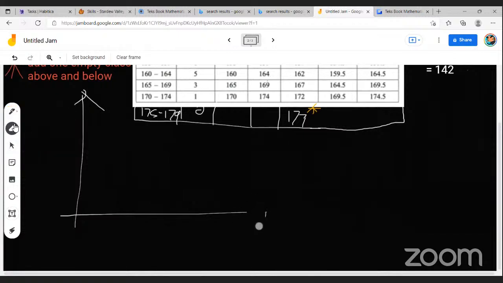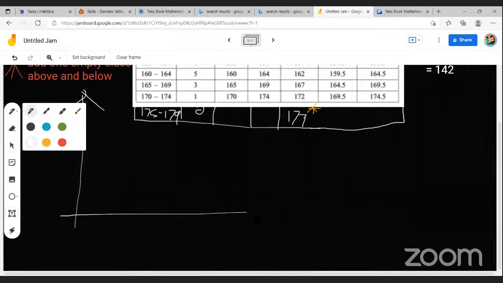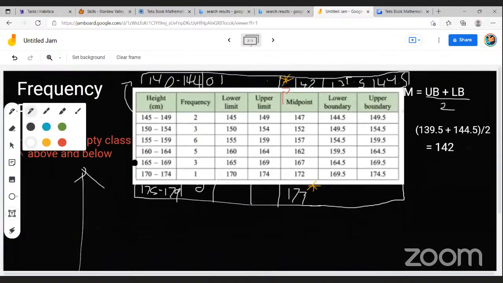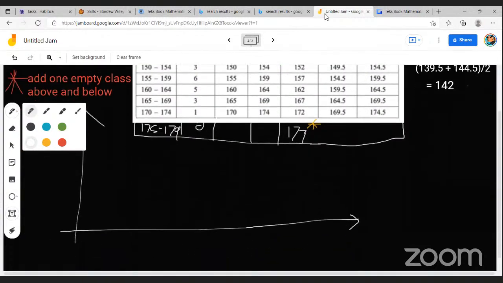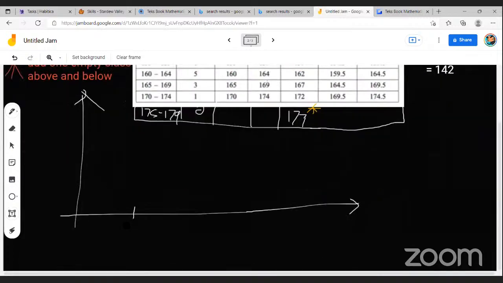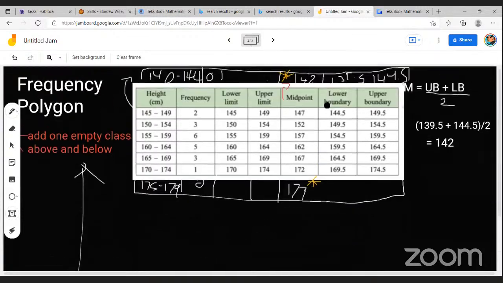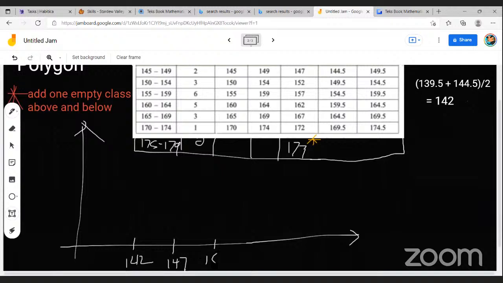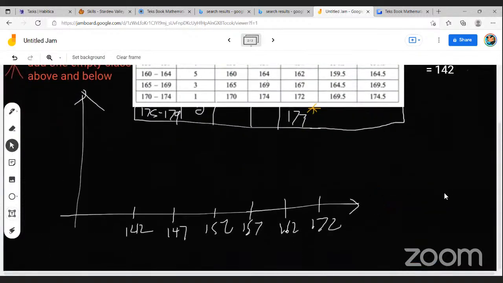So your next part is actually drawing the whole thing. For this part, you need to start with your empty class first. So your empty class, for example, in this case, you start with the midpoint of your empty class. So you take your 142. Then after that, you take the midpoint of the normal classes, 147, 152, 157, 162, and then 172. Then this will be your height in cm.